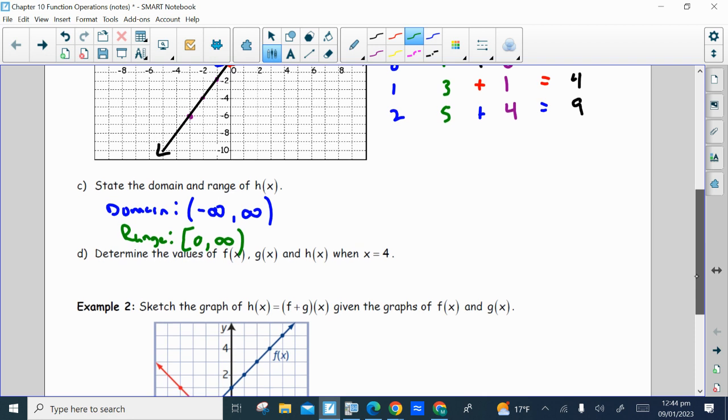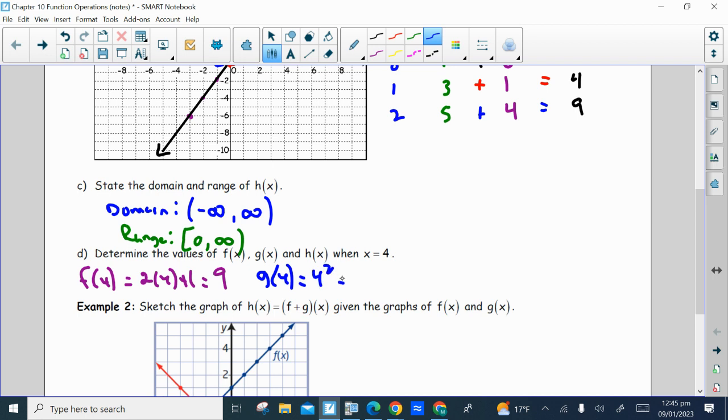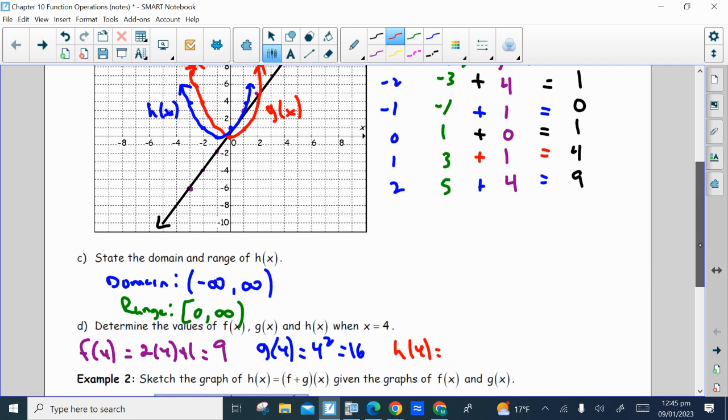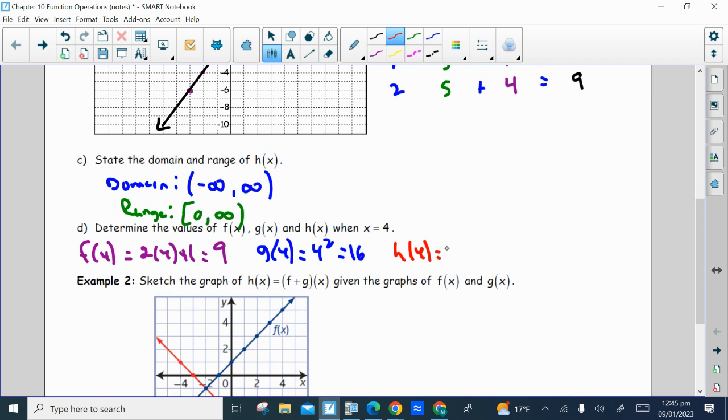Part D says determine the values of f, g, and h when x is 4. So first f at 4 will be 2 times 4 plus 1. 8 plus 1 is 9. g at 4 is 4 squared, which is 16. And h at 4, if I use that equation above, 4 plus 1 all squared, 4 plus 1 is 5, squared is 25. And again, note that if you add f at 4 and g at 4 together, 9 plus 16, you get h at 4. You get 25.